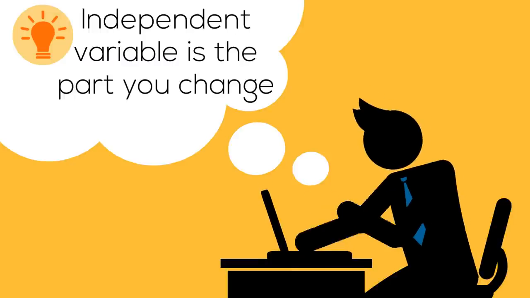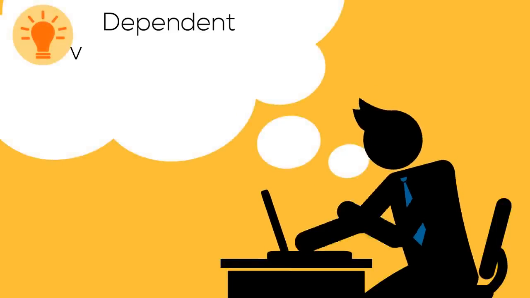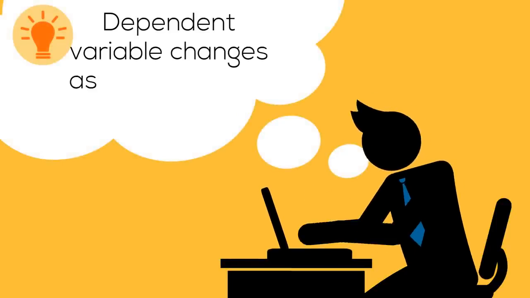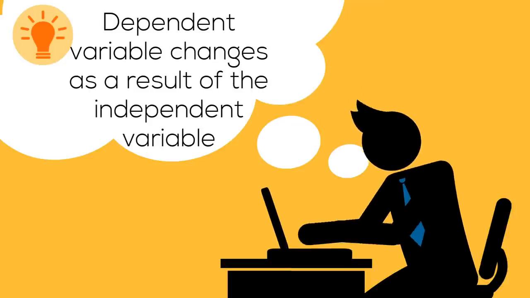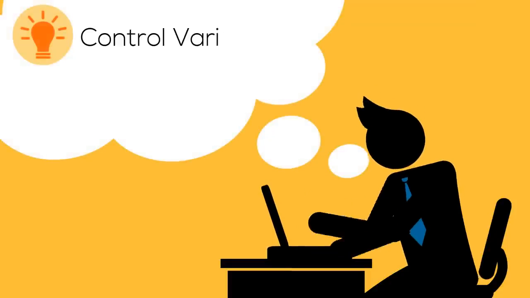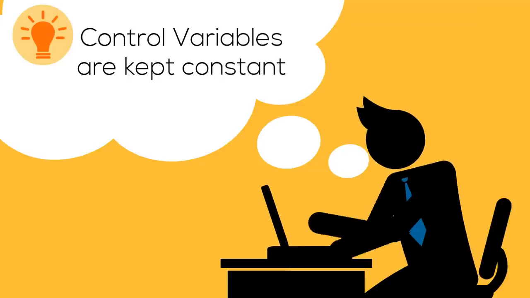The independent variable is always graphed on the x-axis. The dependent variable is the part of the experiment that changes in response to the independent variable. The dependent variable is always graphed on the y-axis. And then you have control variables. These are variables that should be held constant and are used for comparing.